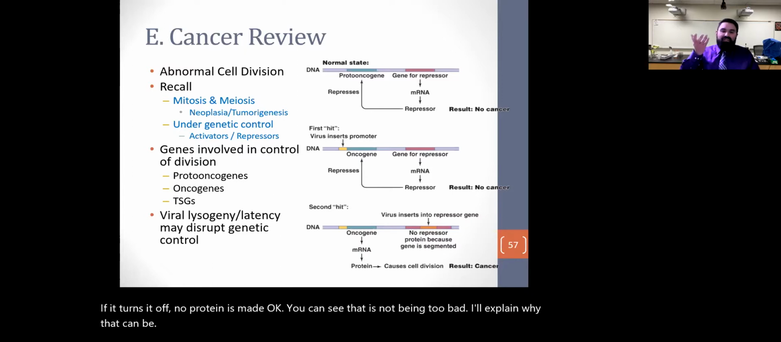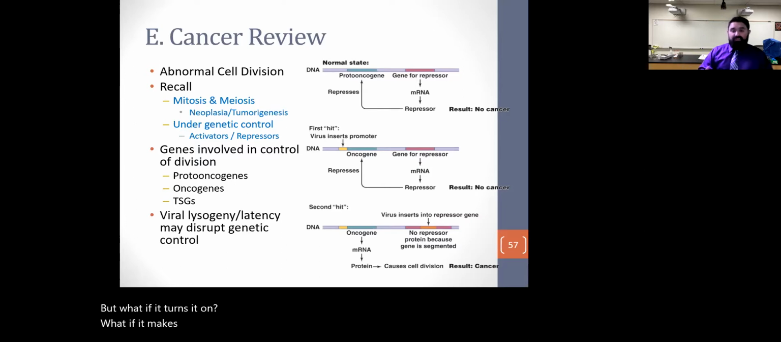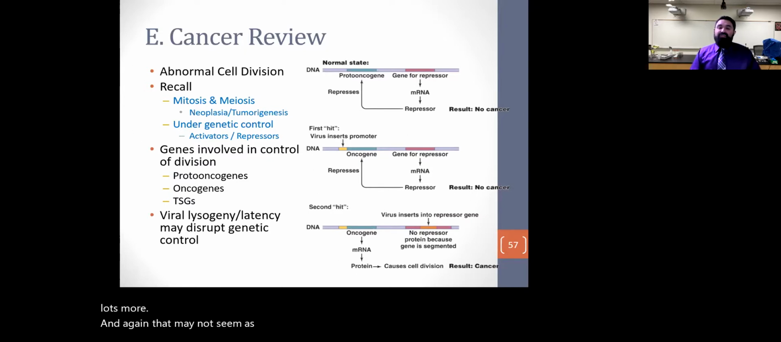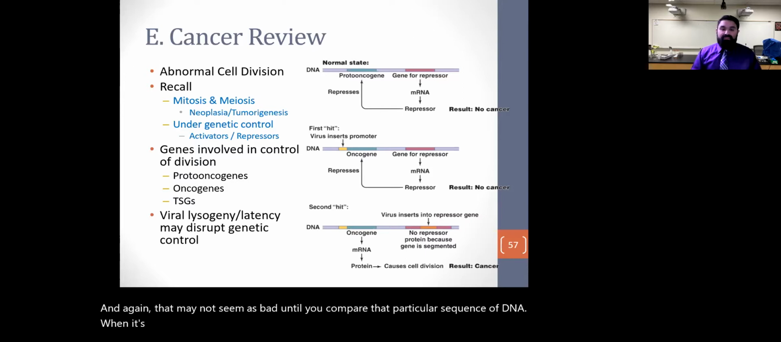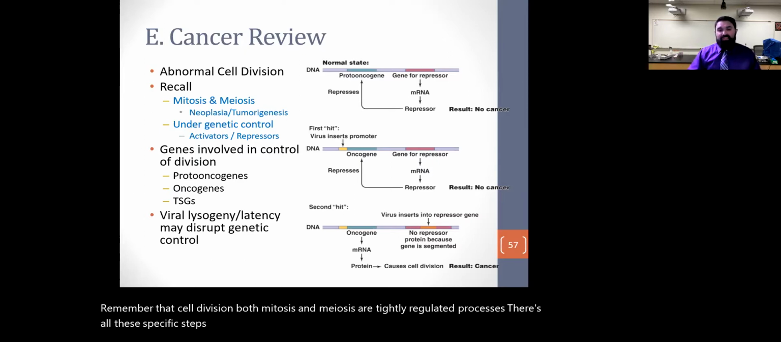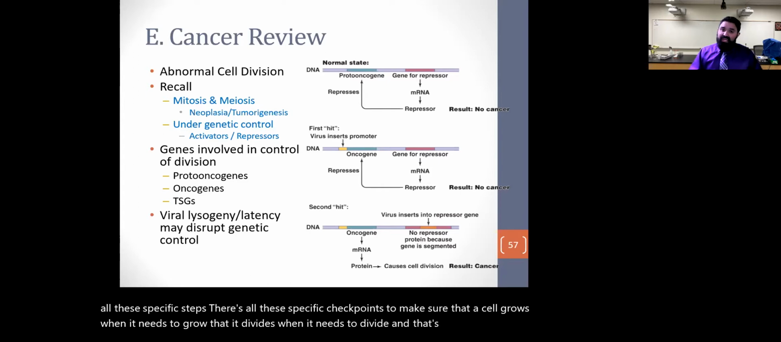But what if it turns it on? What if it makes it make more than usual? What if it enhances it, if you will? Well, now whatever protein you're making, now you're making lots more. And again, that may not seem as bad until you compare that particular sequence of DNA when it's involved in cell division. Remember that cell division, both mitosis and meiosis, are tightly regulated processes. There's all these specific steps, there's all these specific checkpoints to make sure that a cell grows when it needs to grow, that it divides when it needs to divide, and that's it. Otherwise, it kind of shuts down.